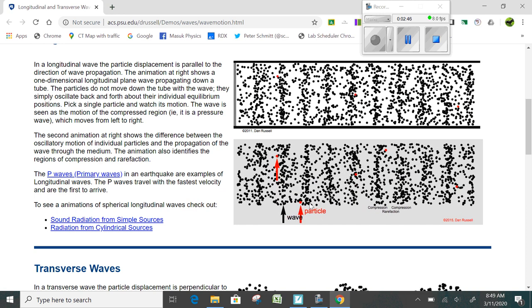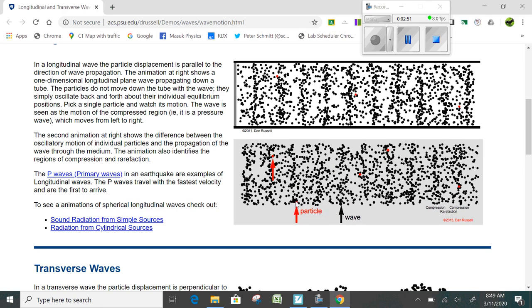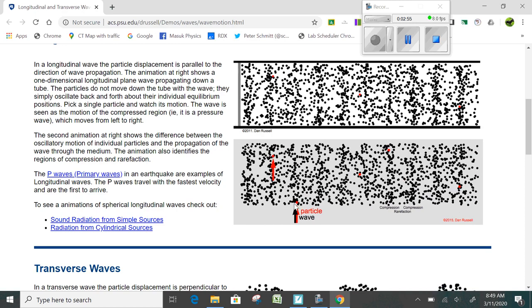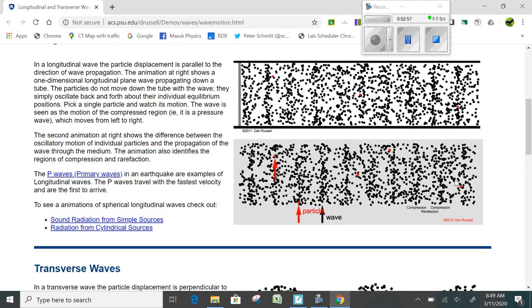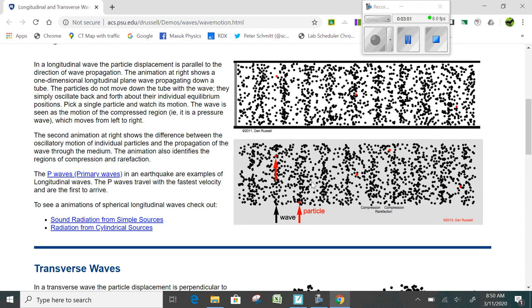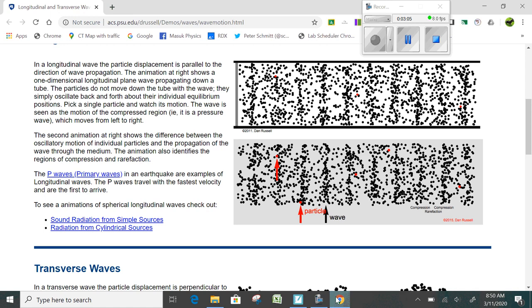If you sing, that frequency of that sound wave vibrates the air back and forth, and the wave passes through. The energy passes horizontally to the right, and the particles move back and forth to the right, so they're parallel. That's what makes it a longitudinal wave.